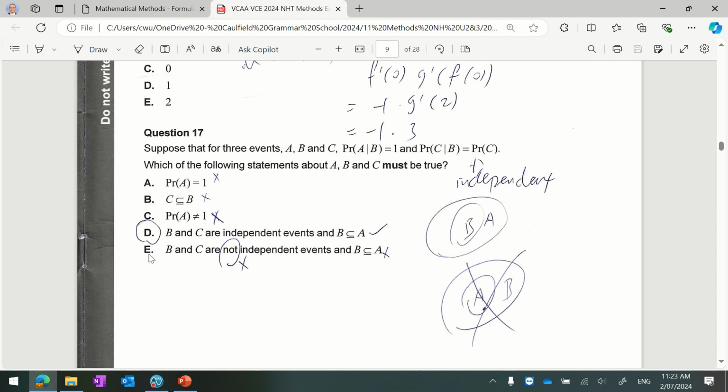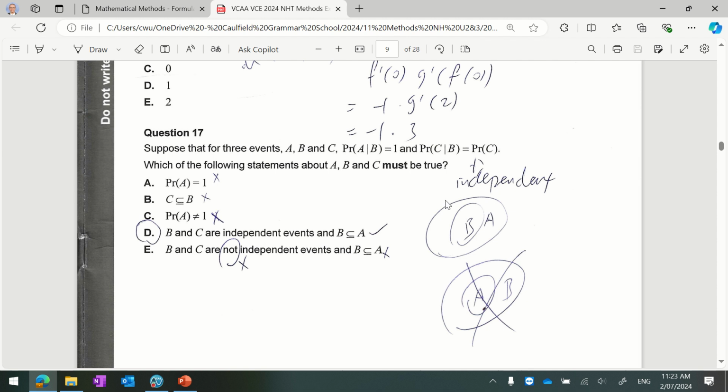And then I'm going to go to E now. I'm going to leave D for later. Option E, B and C are not independent. Well, that's clearly the opposite of what we concluded. So E is gone. And so D now. D and C are independent. That's good. D and C are definitely independent. And D is a subset of A, which is what I drew here.